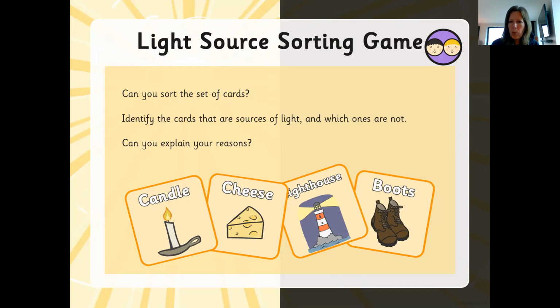There are some examples you can see on the PowerPoint here of some of the ones that you might come across. So we've got a candle. So we'd have to think, is that a source of light? Does that give us light? Cheese, does that give out any light, do we think? A lighthouse, a pair of boots. I'm hoping that those ones are quite obvious, that you think, oh, that one definitely gives out light. Of course, that one doesn't give out light. But within the cards that you've got, there might be some ones there that are a little bit more tricky, that you might have to really question yourself as to actually, do they give out light?